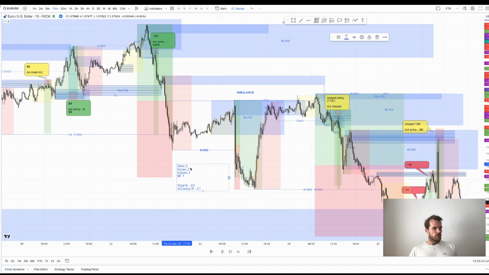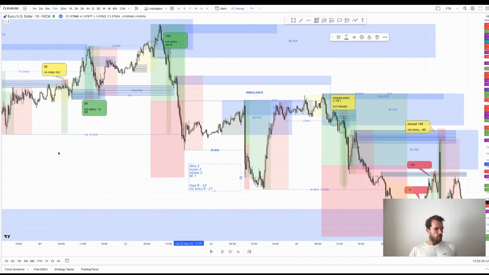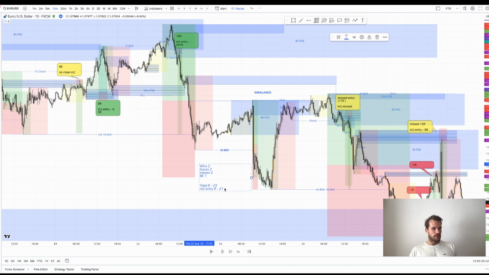So the totals ended up 2 wins, 2 losses, 2 misses, and 1 break even. Not bad in the end. Total 23R, 21R with M2 entry, potentially 29R. I'd have to have a think about it because there's a clear 2 minute POI there. However, if we had a less deep entry than the normal setup, I probably would have just taken the normal setup. So that's what I'm deciding at the moment, just building data on it.